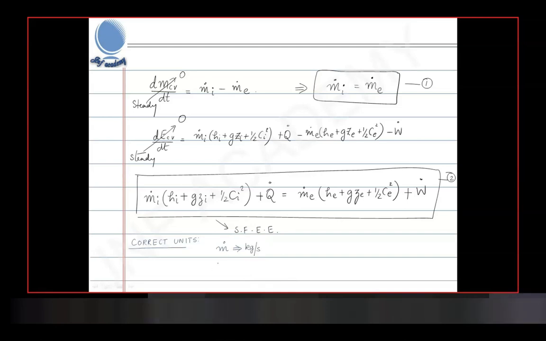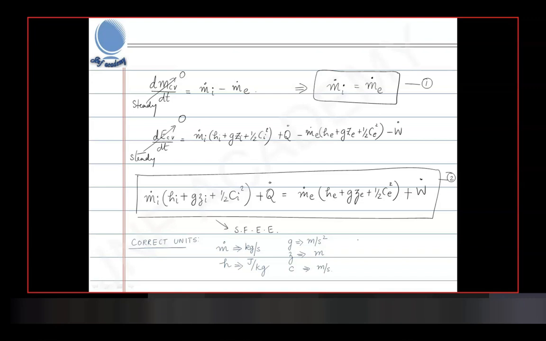What about h, the specific enthalpy? Specific enthalpy, what is the unit? SI unit? Joule per kg. Yes, joule per kg. And what about g? We all know g is in meters per second square. It is the acceleration due to gravity. Z is the datum, so Z will be in meters, and C is the velocity of the fluid. This will be in meters per second.